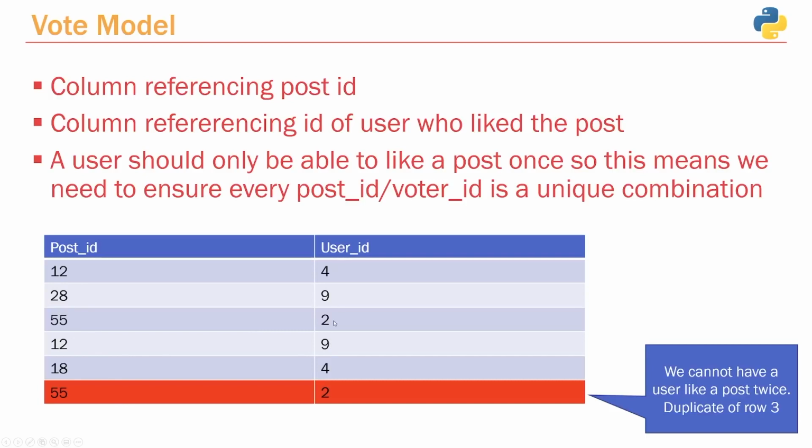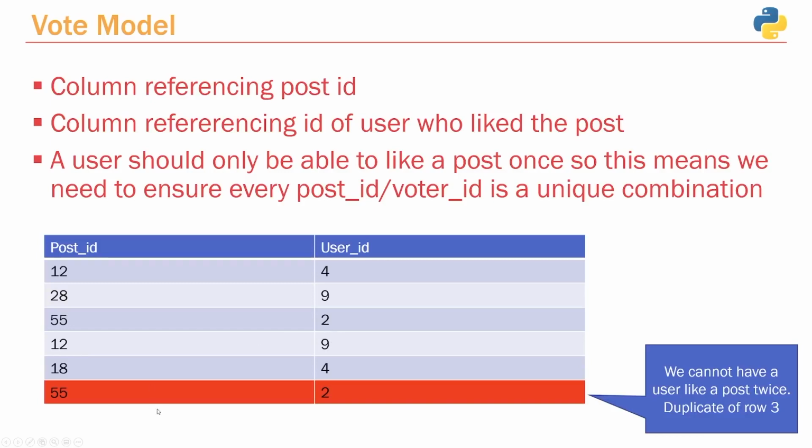And under the user ID section, it's perfectly okay to see a repeat in this column as well, because we can see that a user with ID 9 voted and liked a post with an ID of 28, as well as a post with an ID of 12. And obviously, one post can be liked by different users. So a post with an ID of 12 was liked by a user with an ID of 4, and the same post was also liked by a user with an ID of 9.